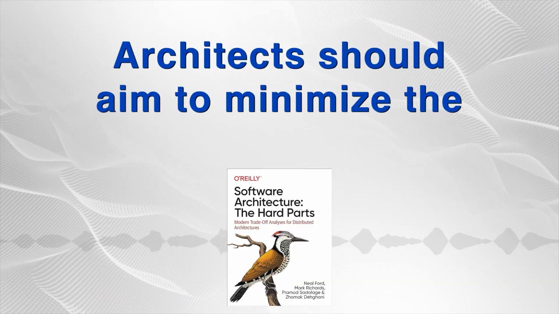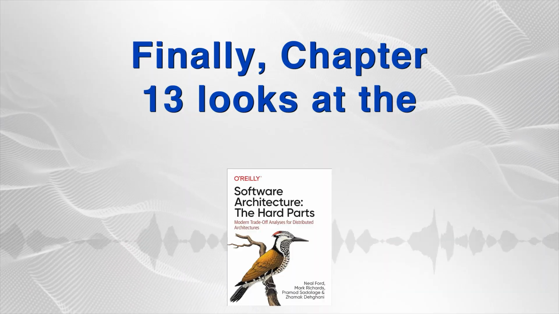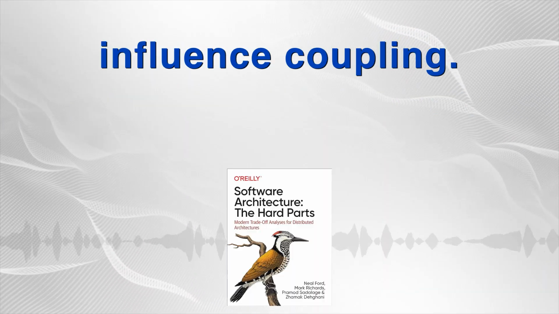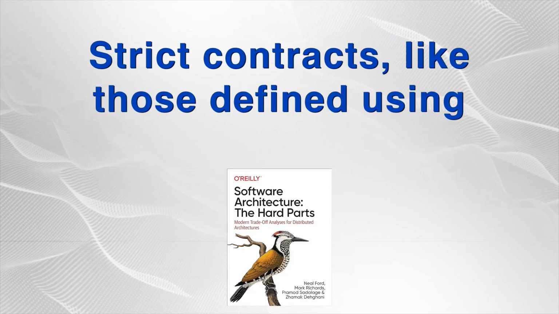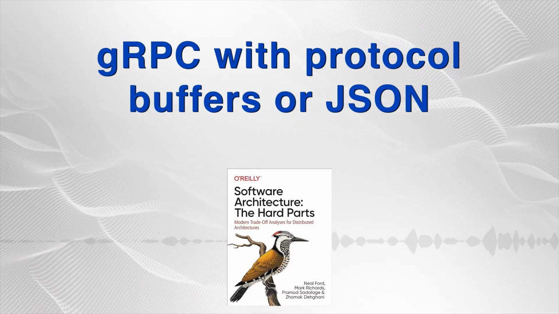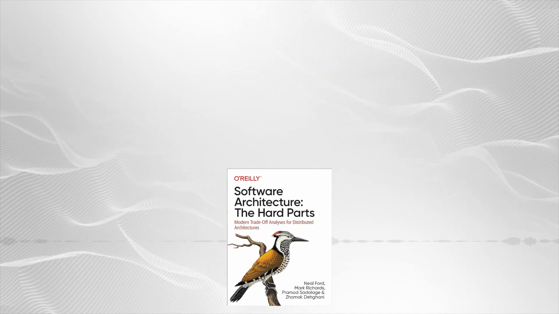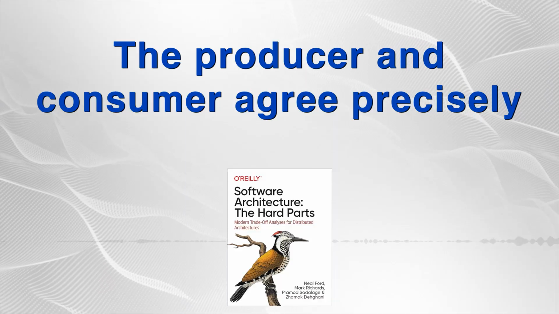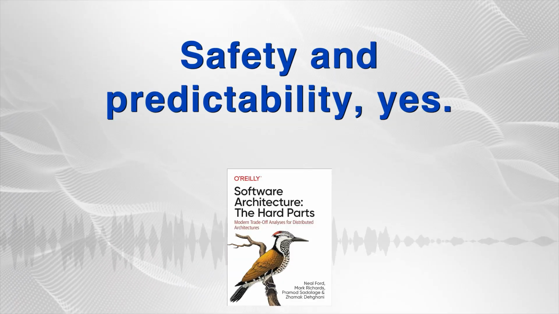Architects should aim to minimize the need for sagas whenever possible. Finally, Chapter 13 looks at the contracts between services and how they influence coupling. We have strict contracts versus loose contracts. Strict contracts, like those defined using gRPC with protocol buffers or JSON with rigorous schema validation, offer guaranteed fidelity. The producer and consumer agree precisely on the data structure and types. The benefit is safety. Safety and predictability, yes.